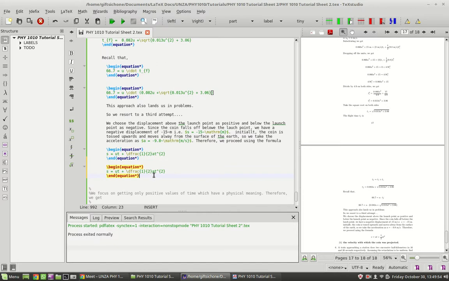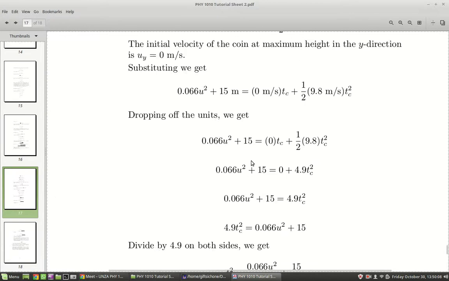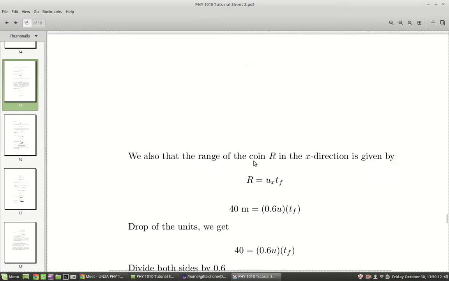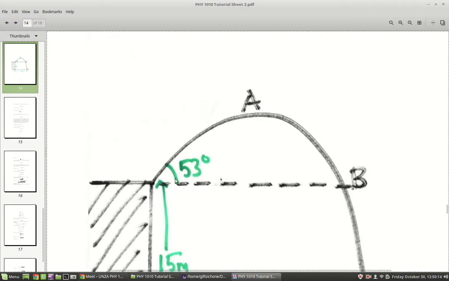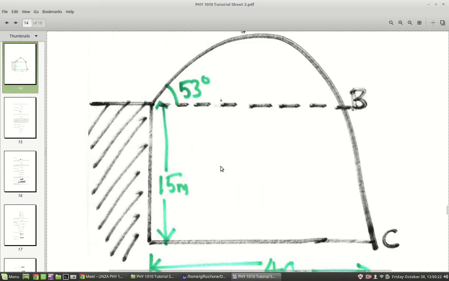Okay, so here we decide to approach the problem differently. We choose the direction above the launch point, the displacement above the launch point, to be above this dashed line. Any height above this dashed line we consider to be positive, and any height below that dashed line we consider to be negative.